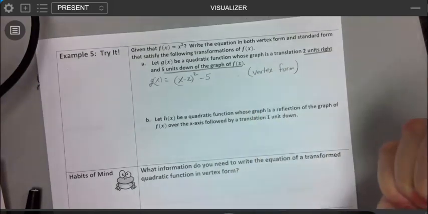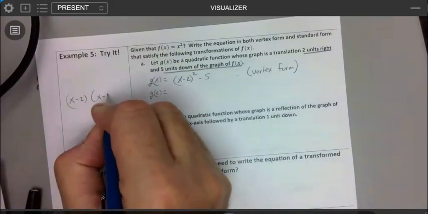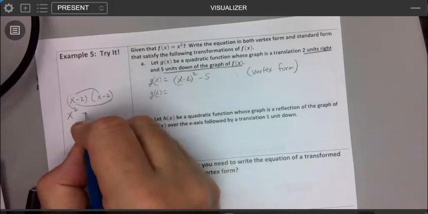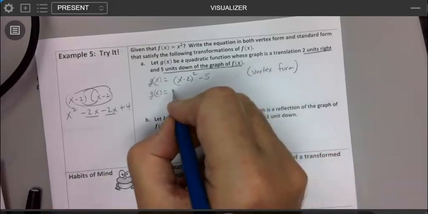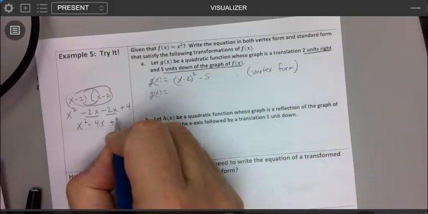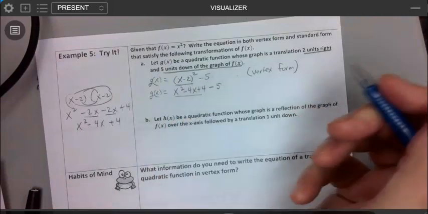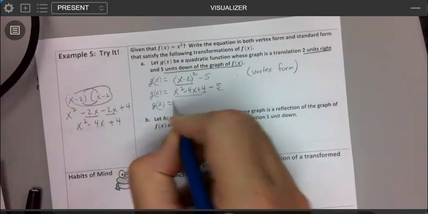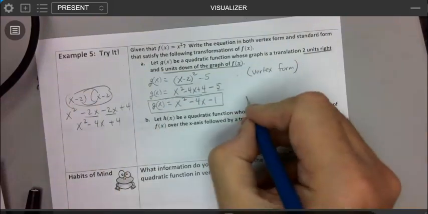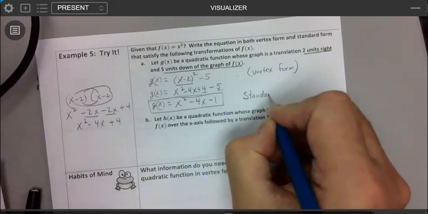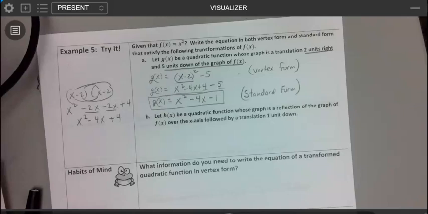But they want it in standard form. So g of x is equal to, I'm going to have to square that x minus 2, which is x minus 2 times x minus 2. So x times x is x squared, negative 2x, negative 2x, positive 4 when I use the FOIL method. So I combine these two together. That gives me x squared minus 4x plus 4. And of course I have the negative 5. Then I combine these together, so g of x is equal to x squared minus 4x, and 4 minus 5 would be negative 1. So there's vertex form, standard form. It's easy to go from vertex to standard. A little more difficult, we'll learn how to go from standard to vertex later.